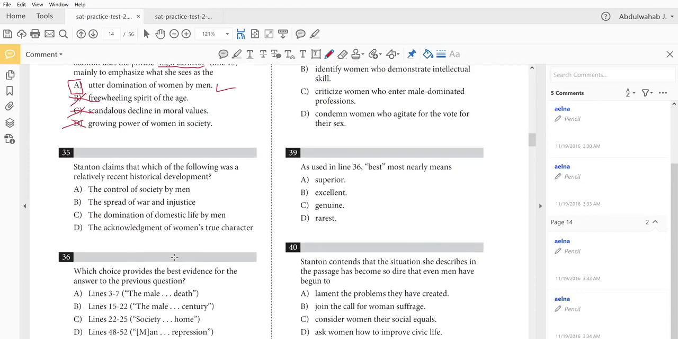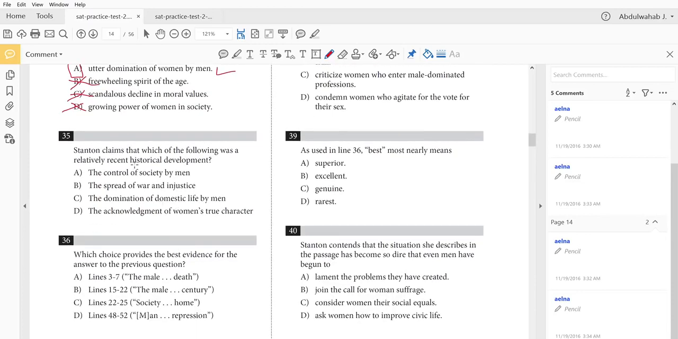Now, Stanton claims that which of the following was a relatively recent historical development? Which one of those actually happened recently? The control of society by men? Of course not. She said that men have been controlling society since the beginning of time. The spread of war and injustice? She actually also says that these things have been present since the beginning of time. The domination of domestic life by men? Again, she says that things have been this way all throughout history. The acknowledgement of women's true character.